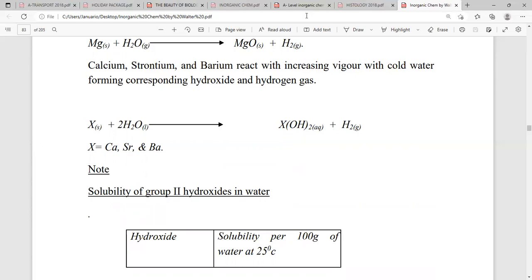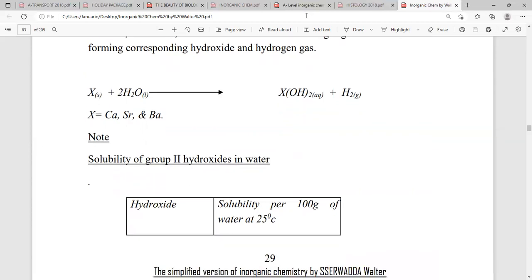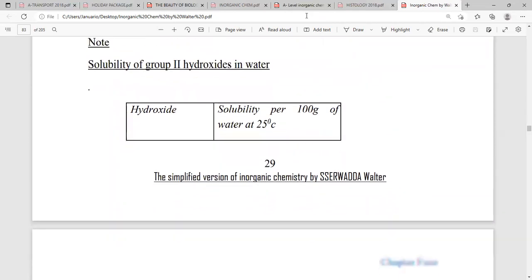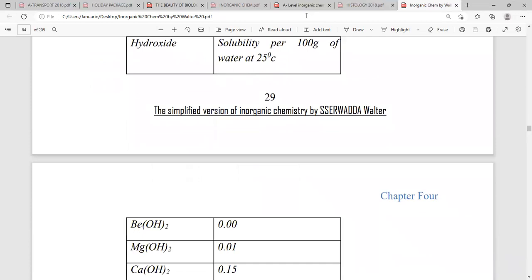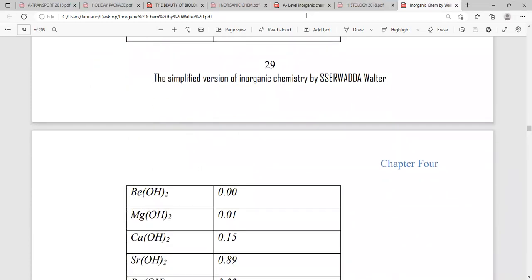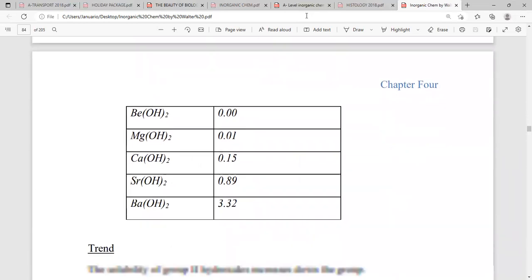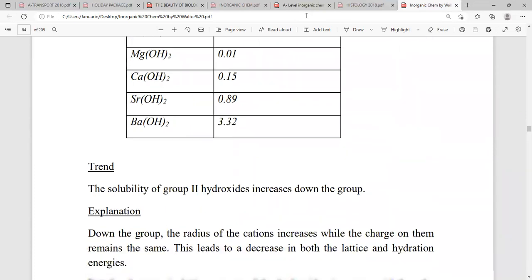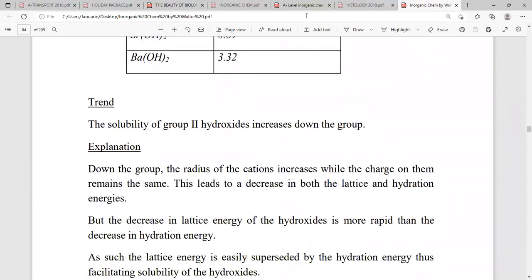So the vigor with which these guys react with cold water increases down the group. That means calcium, strontium, and barium are reacting with cold water to form the corresponding hydroxides and hydrogen gas. As for the solubility of group 2 hydroxides in water, we find that the solubility is high for barium. That is, it increases down the group, and it is low at the top of the group.